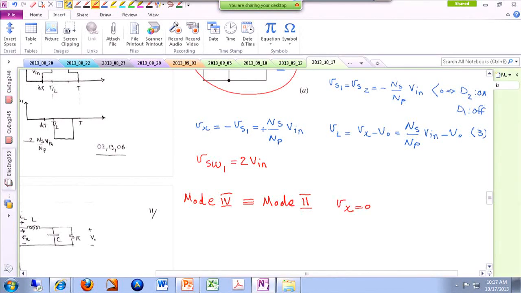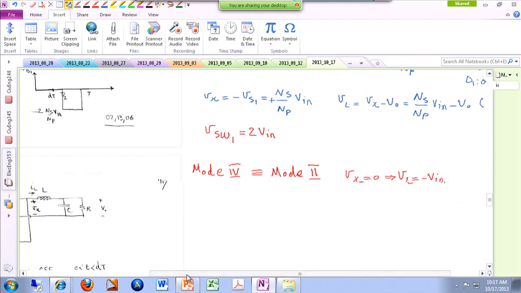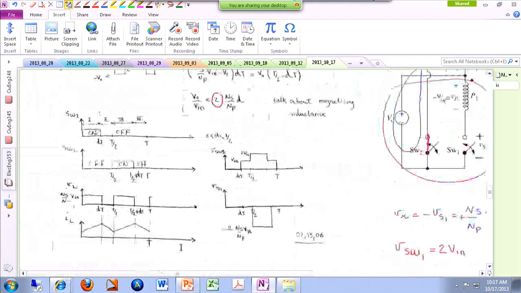All right. Now that we have looked at all 4 modes, we want to look at the average value of VL. We want to look at the average value of the inductor voltage to be able to find the voltage transfer ratio. So let me draw it. Actually, I have it over here. Let me just repeat it.